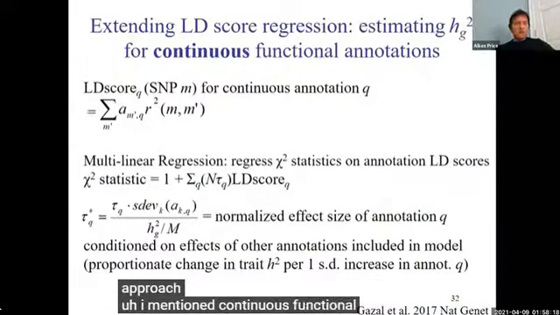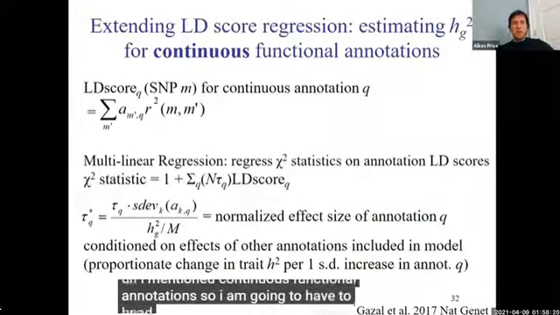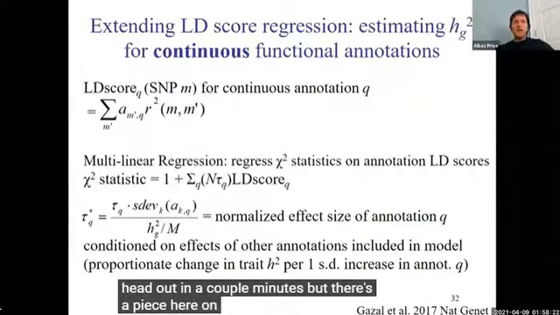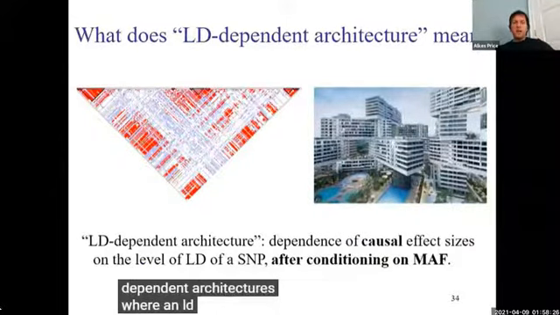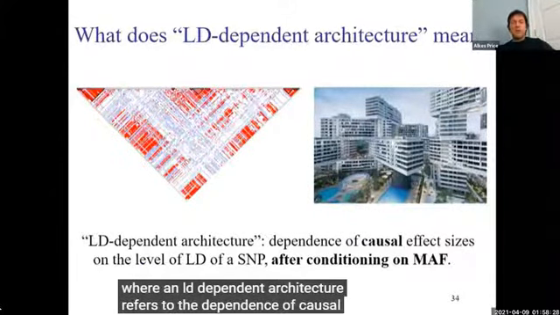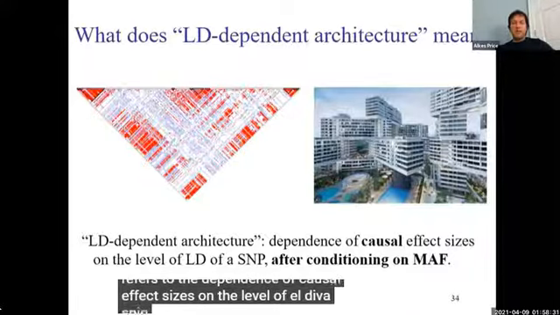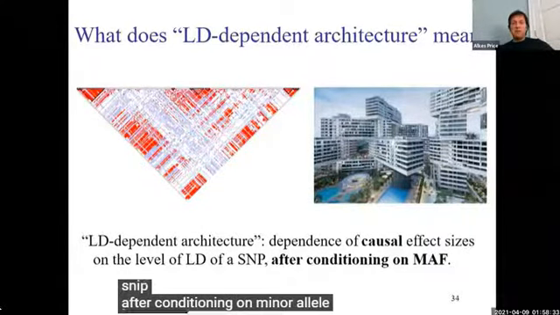I mentioned continuous functional annotation, so I am going to have to head out in a couple minutes, but there's a piece here on continuous functional annotation that has to do with LD-dependent architectures, where an LD-dependent architecture refers to the dependence of causal effect sizes on the level of LD of a SNP after conditioning on minor allele frequency.